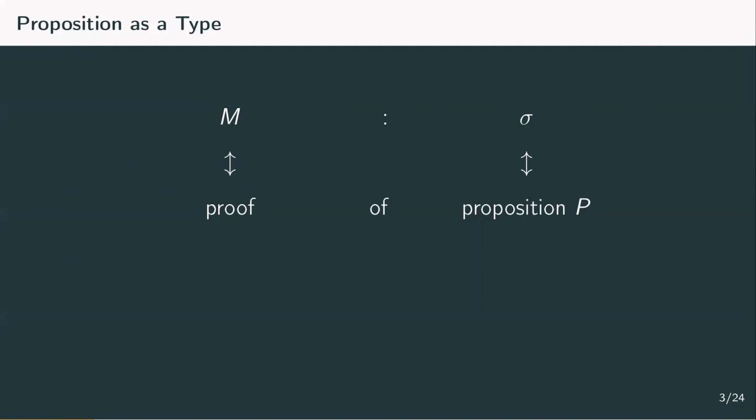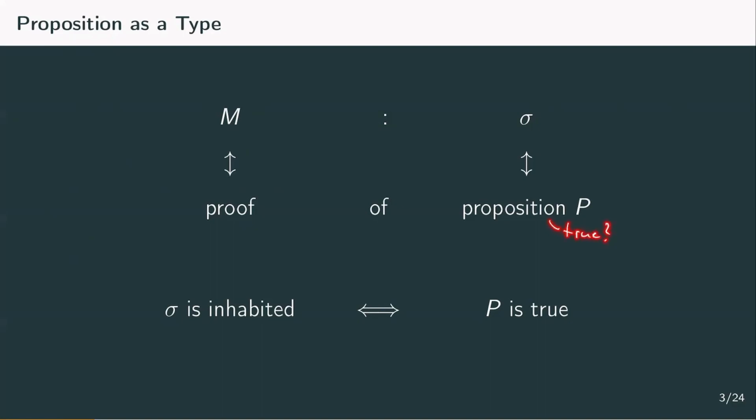In the PAT approach, we then work with the correspondence. The proposition P is true if and only if the corresponding type sigma is inhabited. This might already give an intuition as to why inhabitation is undecidable in systems with a more sophisticated type system like lambda C. There's no algorithm or general method to prove or disprove an arbitrary mathematical theorem.